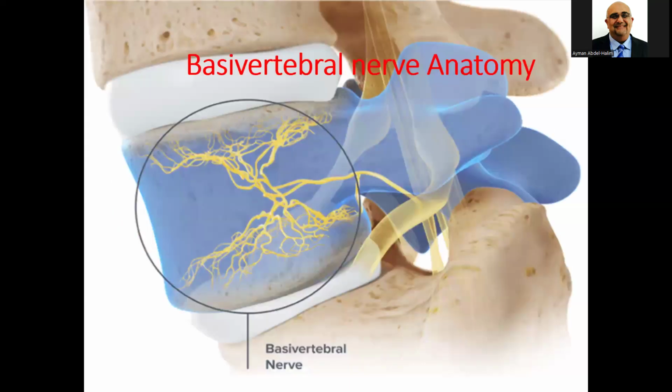Now, as far as the vertebral body, it's supplied by a nerve called the basivertebral nerve. And recently, we've been able to block this nerve and in fact, do radio frequency. Okay. We'll talk about the procedure later on during our presentation here. But this basivertebral nerve is also a branch of the sinovertebral.